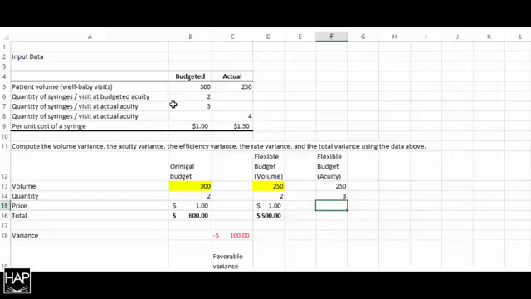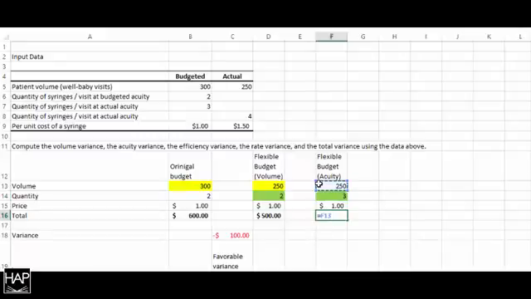So maybe instead of being able to do the job with 2 syringes, a doctor had to actually use 3. Just based on how sick patients were, maybe they needed more medicine than we originally estimated, which accounts for acuity causing a higher volume of syringes to be used. The price in this case stays the same, so we're still saying that the per unit cost of a syringe is $1. Again, the only thing that's changing is the acuity, which is going from 2 syringes per visit to 3 based on acuity needs.